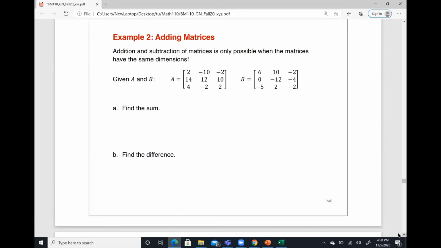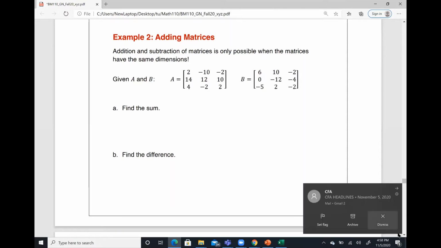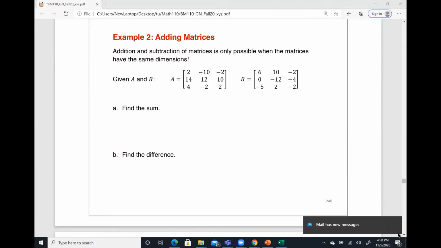So example 2, adding matrices. Addition and subtraction of matrices is only possible when the matrices have the same dimension. So what's the dimension of A? We have how many rows? 1, 2, 3. 3 rows. How many columns do I have? 1, 2, 3. So 3 by 3, right?